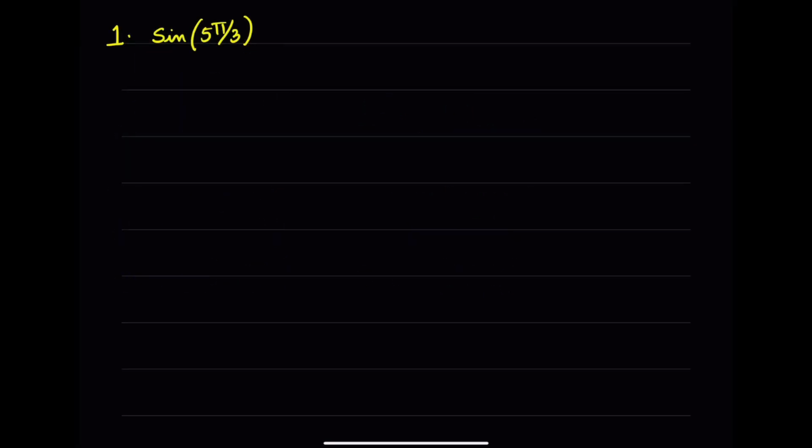We have to find the value of sine of 5 pi by 3. So pi by 3 is 60 degrees. So 5 times pi by 3 is 300 degrees. So we can change this to sine of 300 degrees.